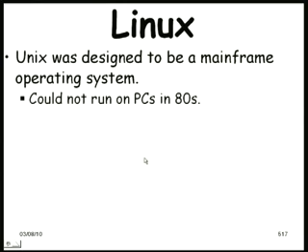And as the PC appeared in the 1980s, the PC could not run Unix. It had a very simple operating system. Why can't Unix run on PCs in the 1980s? What do you think?